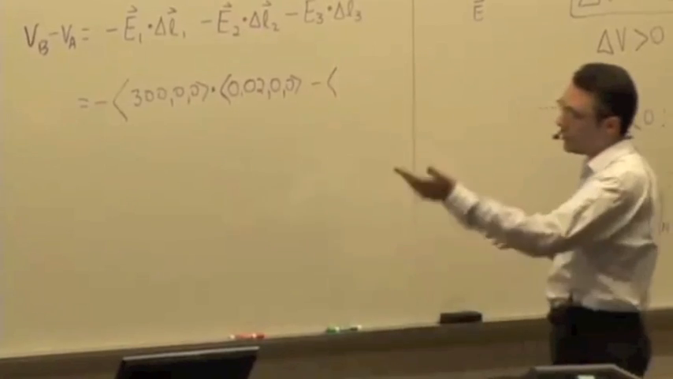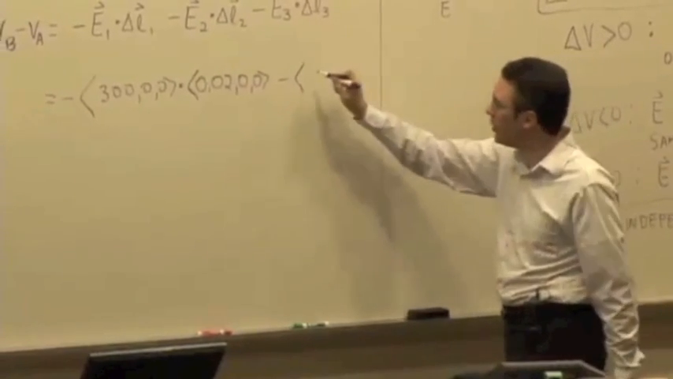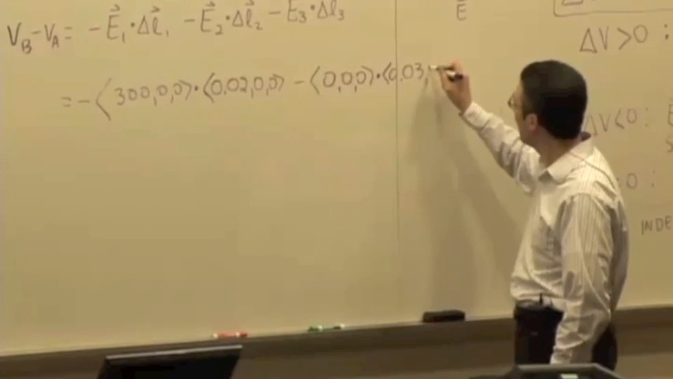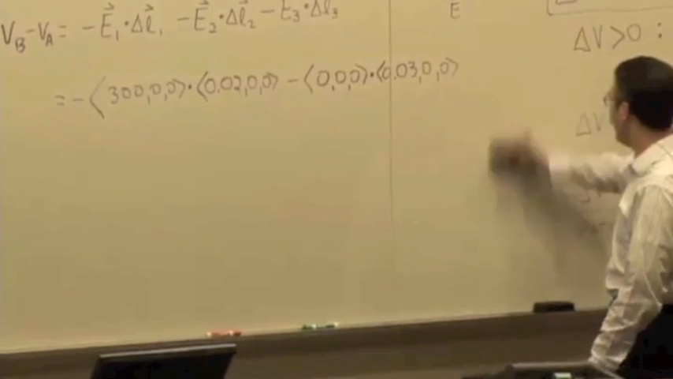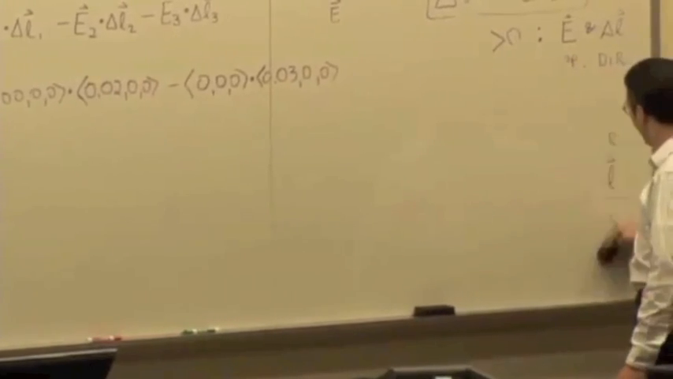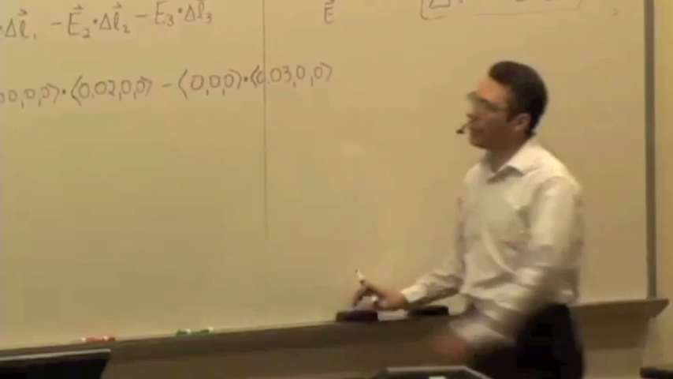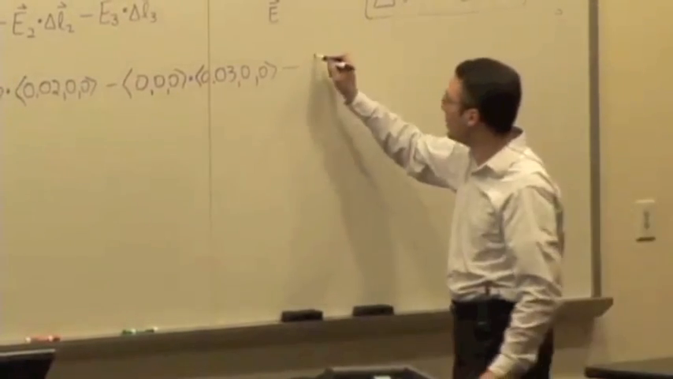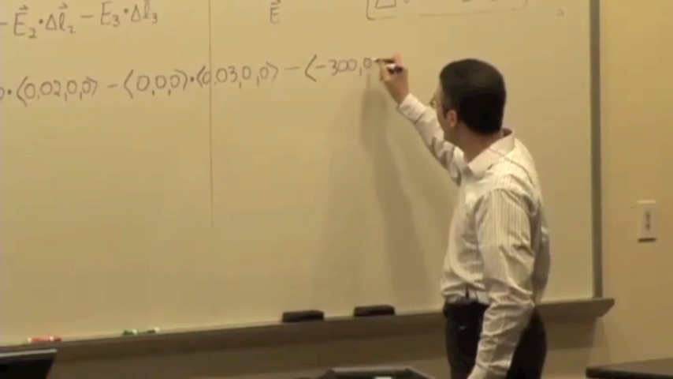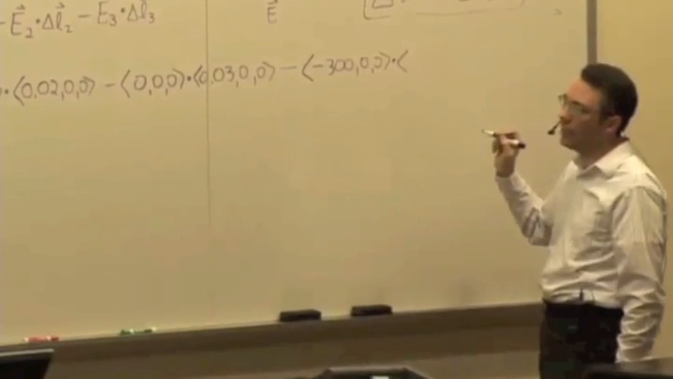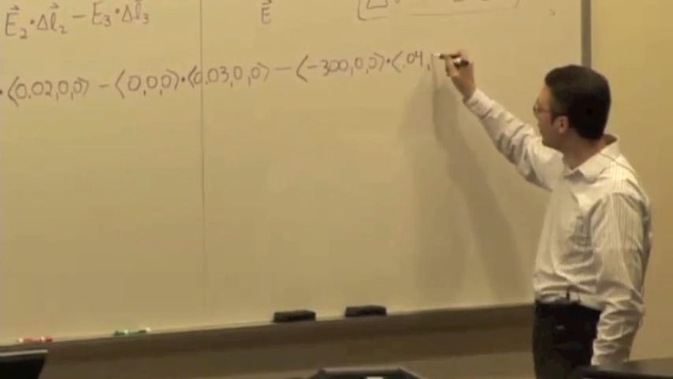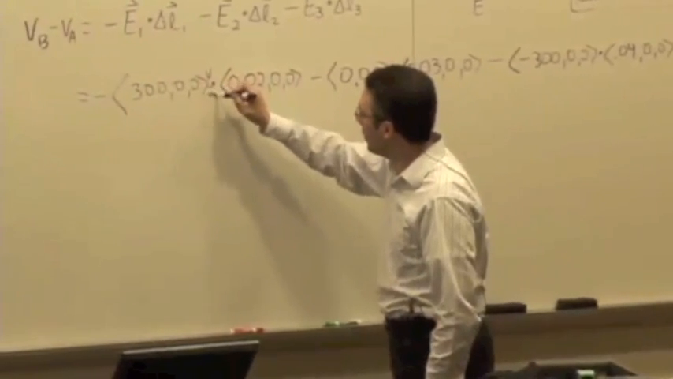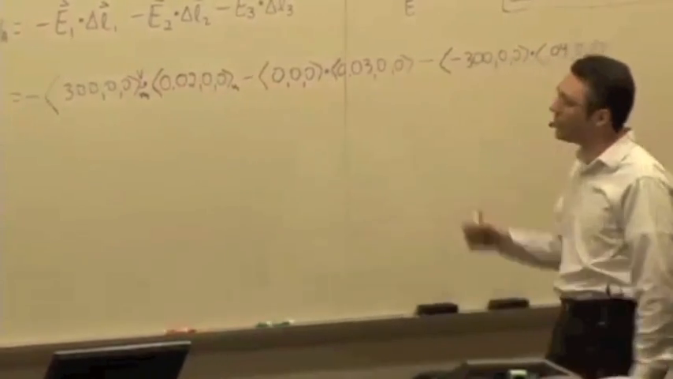Vector E2 is just 0, 0, 0, right? Dotted with that path. It's not going to matter much. And then lastly, the electric field in region 3 is what vector? Negative 300. So we have a minus, a negative 300, 0, 0, dotted with 0.04, positive 0.04, 0, 0. Okay? All right, and the units are volts per meter times meters. We're going to get units of volts, okay?